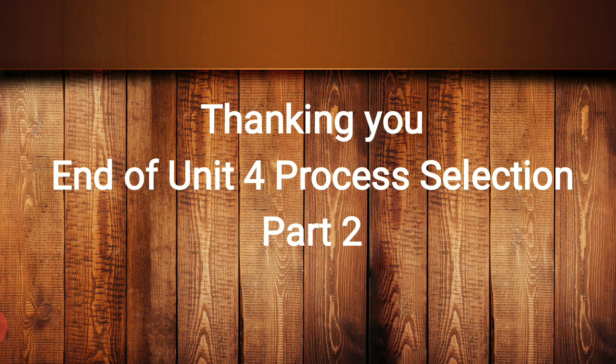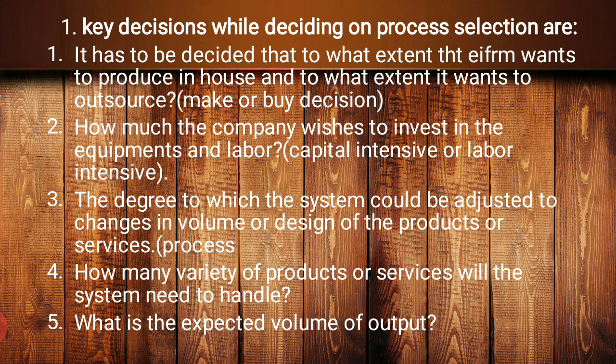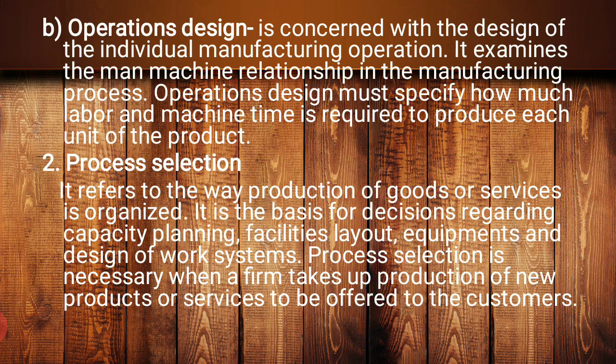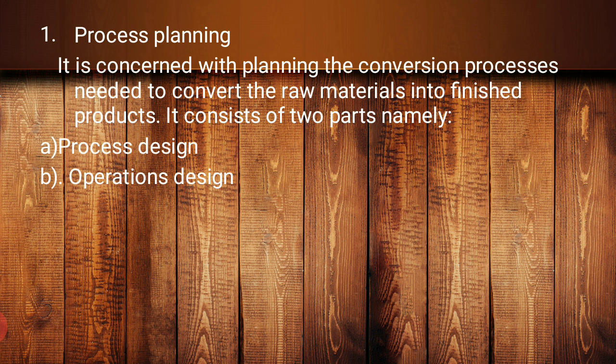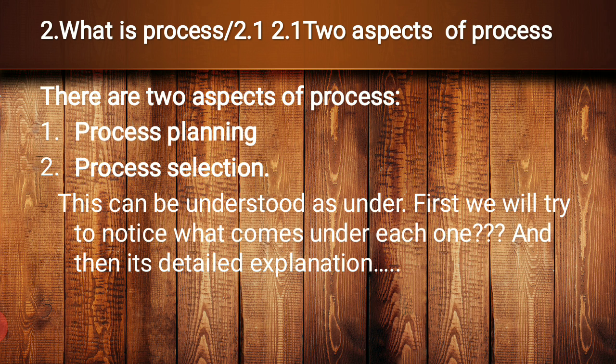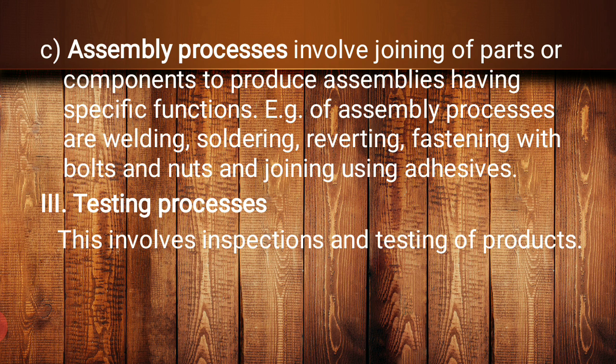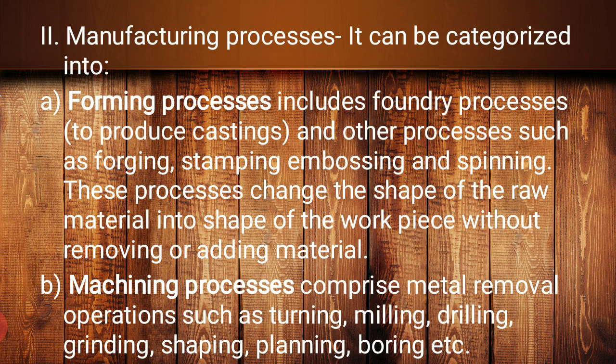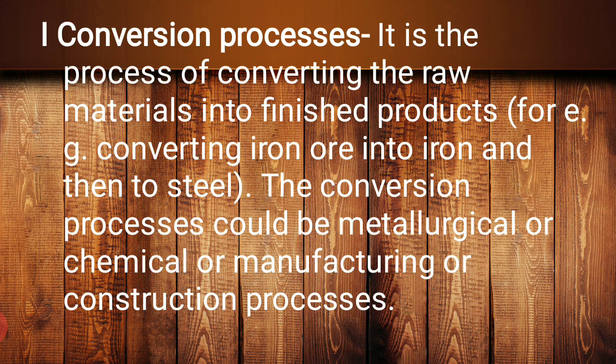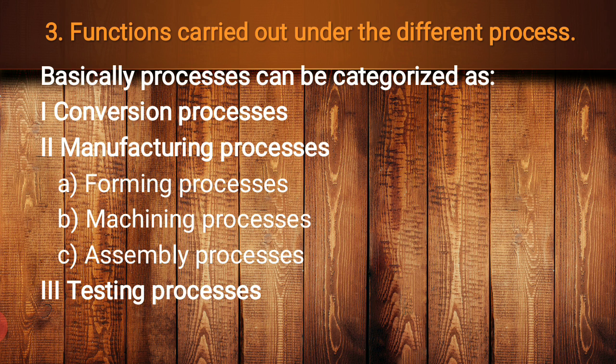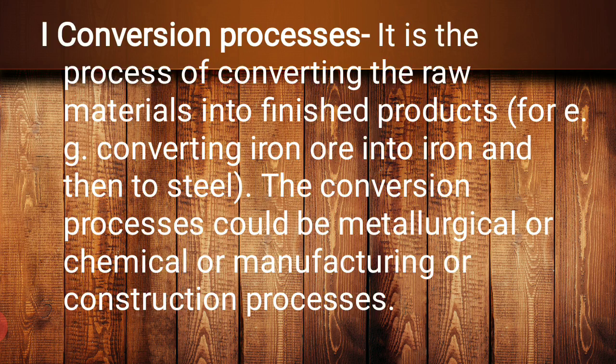So in today's lecture, we have seen the key decisional areas of process selection. We have seen the two aspects, process planning and process selection. We have already seen the types of processes: basically there are three types. Number one, conversion process, number two, manufacturing process, and number three, testing process. So any kind of production you may be doing falls in one of the three categories. So it can be known as functions also, and we can call it the categories of process also.